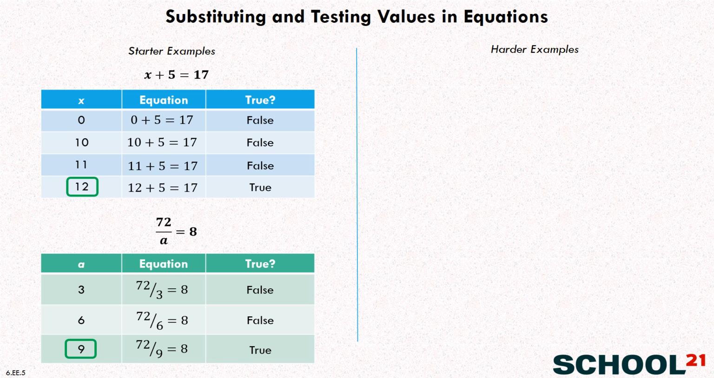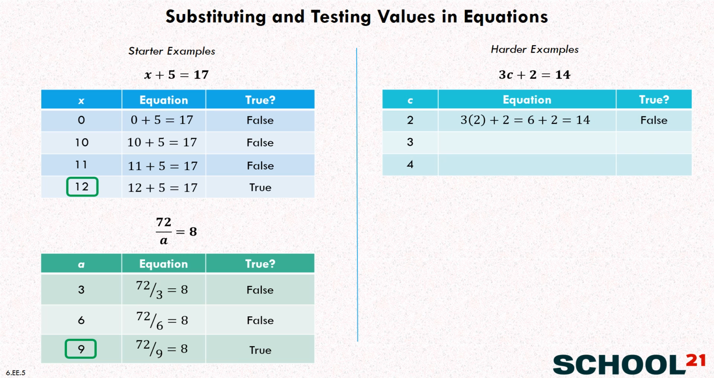Right. Okay, great. So now let's get over to some harder examples that are much harder to do in your head, and you'll start to see why it's important to write these things out rather than just guessing at the answer all in your head. So the equation here we have is 3c plus 2 equals 14. Probably a lot harder just to do that in your head. Eventually you'll learn how to solve this by doing algebra, but we can always test values in a table.